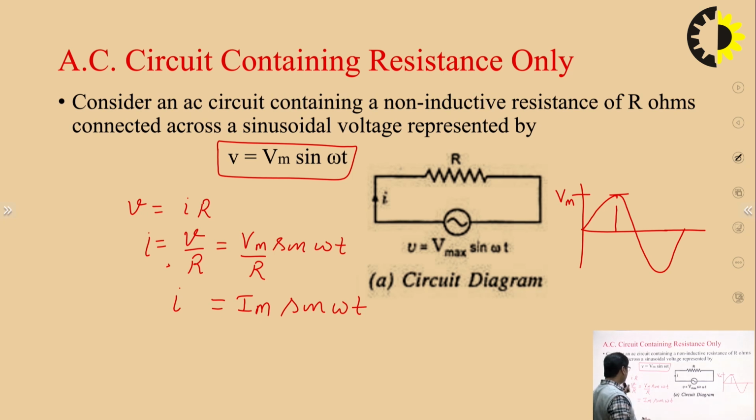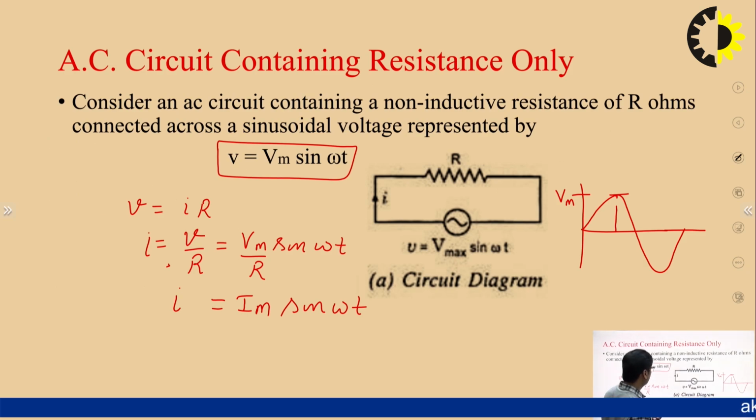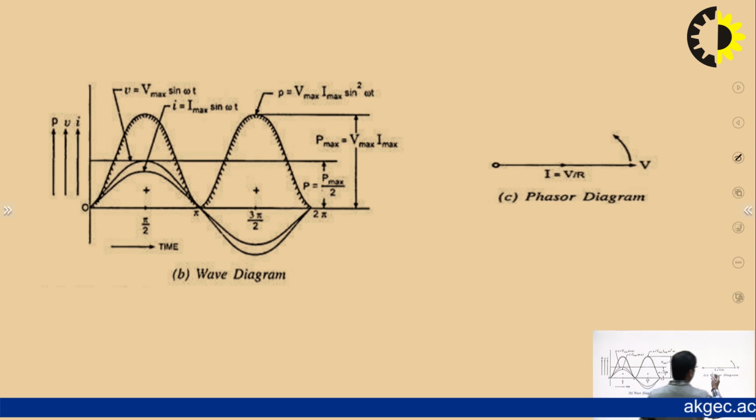Now, looking at both the voltage and current equations, we can say that the voltage and current are in the same phase, because the phase of the voltage is 0 and the phase of the current is again 0. If we draw the phasor diagram of both the voltage and current, they are in the same phase because they have the 0 at this instant.